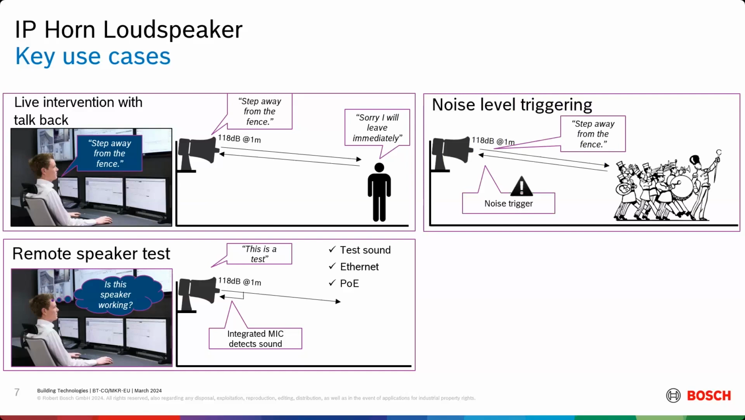Then another feature that we have is noise level triggering. In case there is a sudden change in noise level, or it exceeds a specific threshold, we can make the loudspeaker trigger a pre-recorded message. Imagine you have this installed at a specific location, maybe at a remote platform of a train station, and then suddenly a lot of noise is being produced where it is not expected. We can actually make this loudspeaker automatically trigger a pre-recorded message.